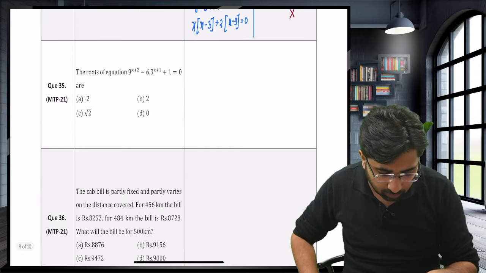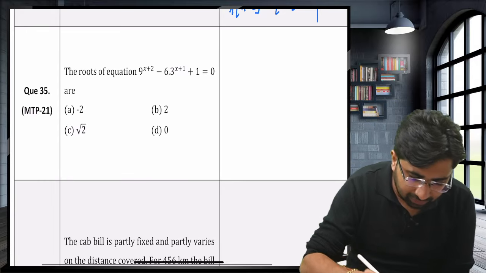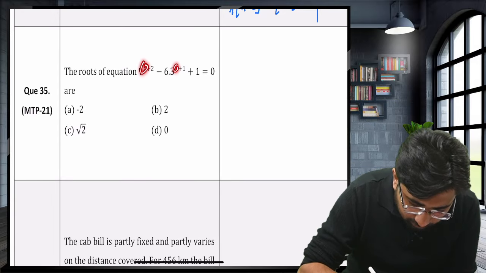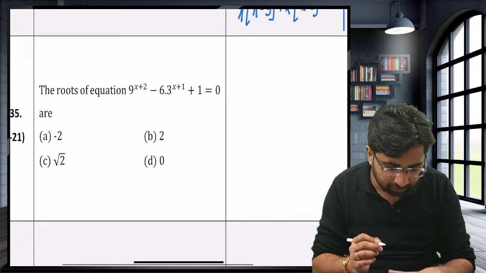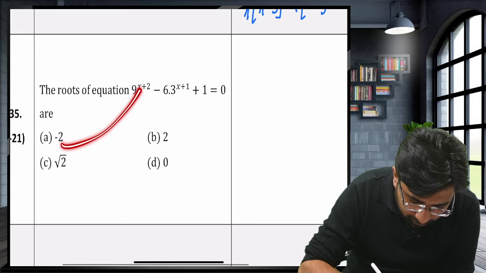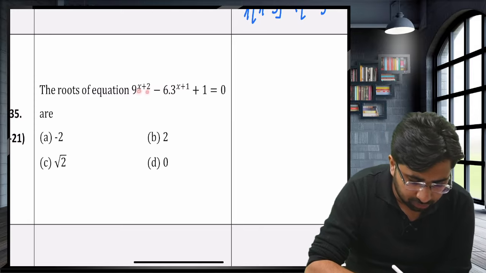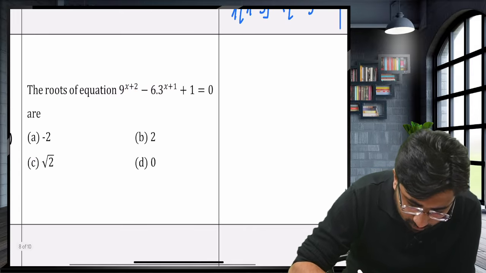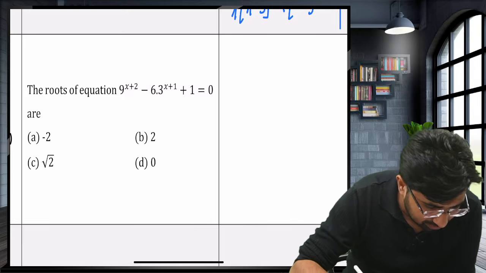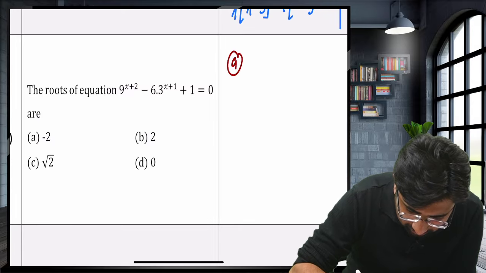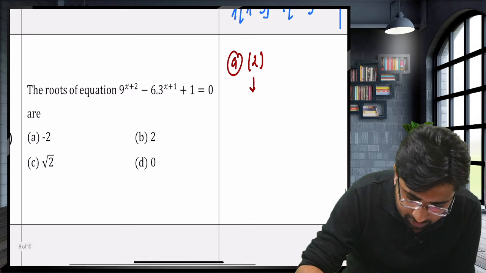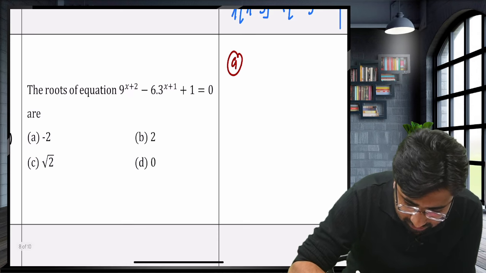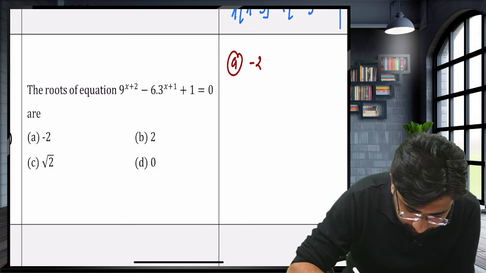Now, moving towards the next part. Aman sir, they are asking the value of x. I will prefer to go from option to question. Let's check for minus 2. Guys, if you put minus 2 plus 2, that is 0, and anything raised to the power 0 is 1. I am just checking for option A. Let's put minus 2 in the given option.